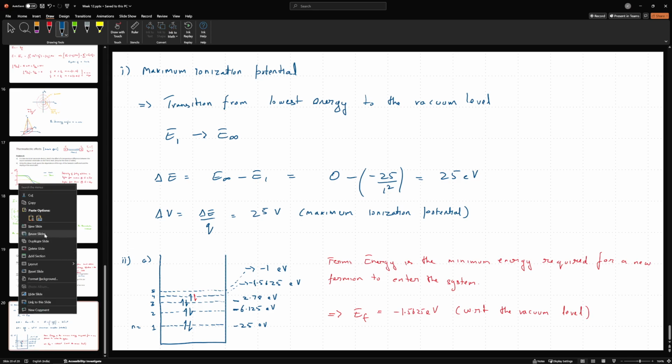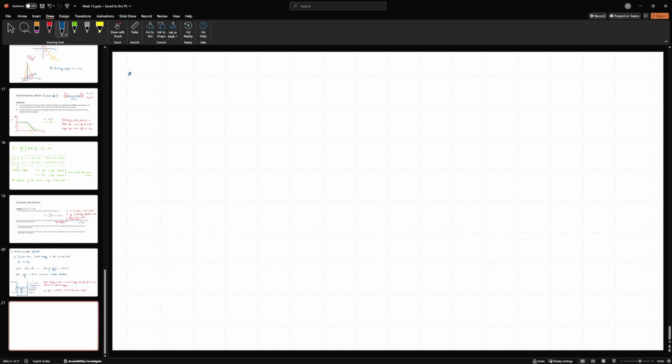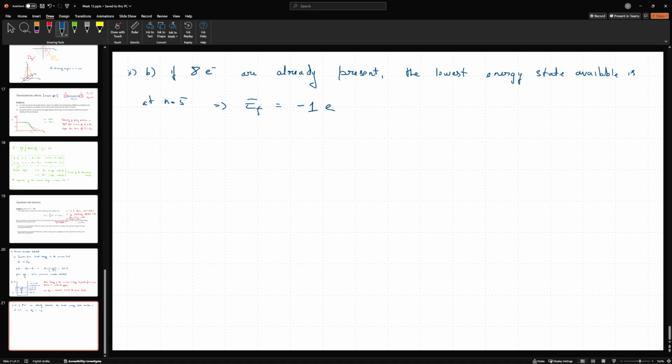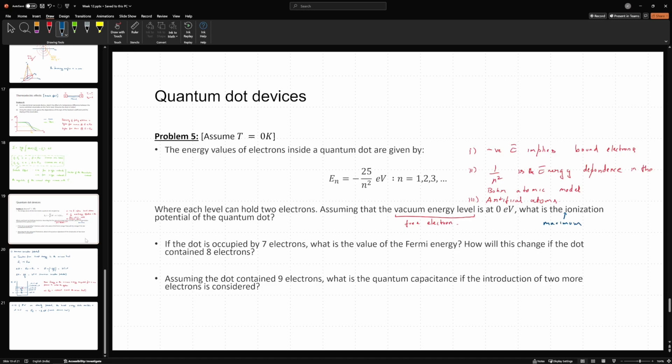And so in 2b, if 8 electrons are already present, the lowest energy state available is at n equal to 5, which implies EF is equal to minus 1 electron volts, again with respect to the vacuum level. Okay, so this is the second question also solved.